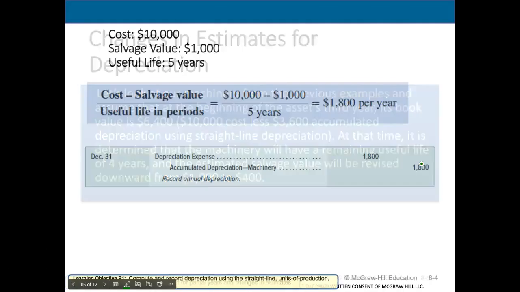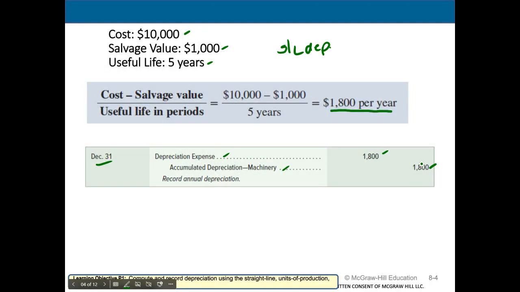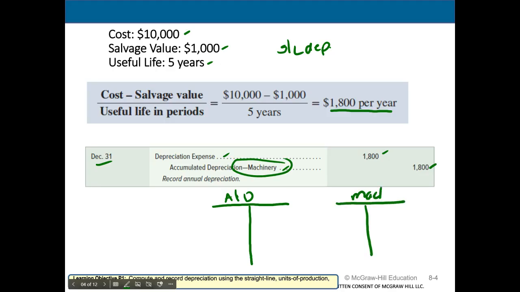I'm going to go back real quick and draw my T account for accumulated depreciation, and I will also draw my machinery account. We acquired it for $10,000. In year one, we depreciated it $1,800, and we depreciated another $1,800 in year two.